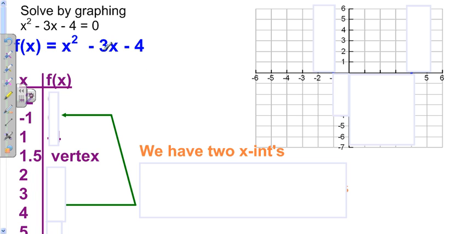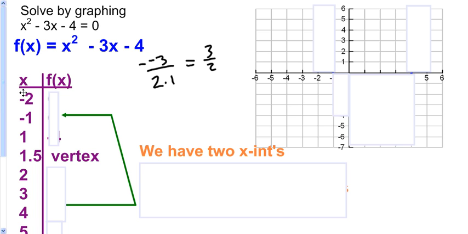So you go the opposite of negative 3 over 2 times a. And so in other words, you get 3 over 2, or 1.5. So you know the x-coordinate of your vertex is at 1.5. So you're going to have 1.5.